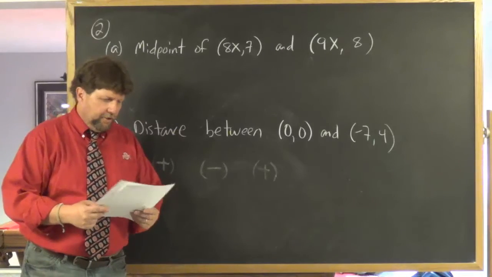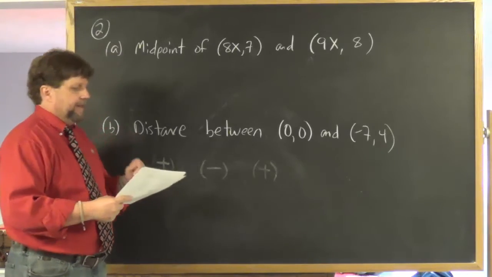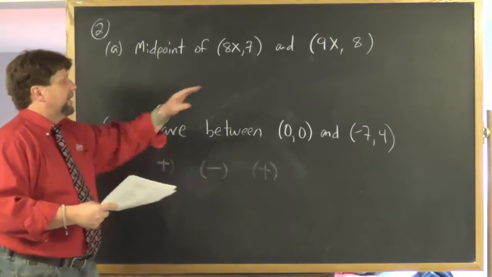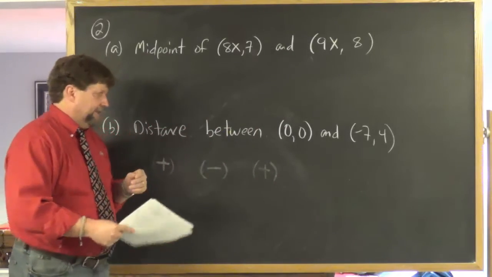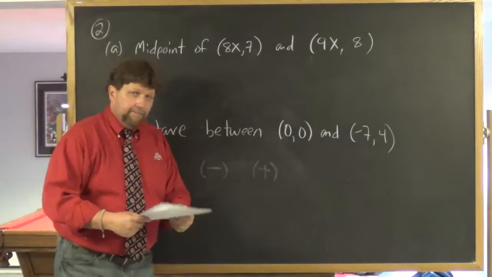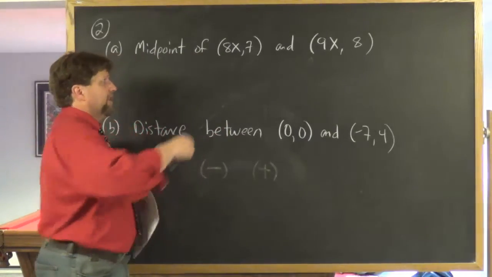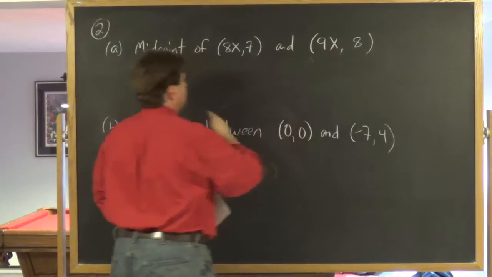All right, here number 2, I ask you to, in 2 parts. Part A, I ask you to find the midpoint of the line segment that joins these 2 points. And then in part B, I ask you to find the distance between these 2 points. So now remember, to find a midpoint, it's kind of like finding an average. You find the average of the x coordinates, find the average of the y coordinates.